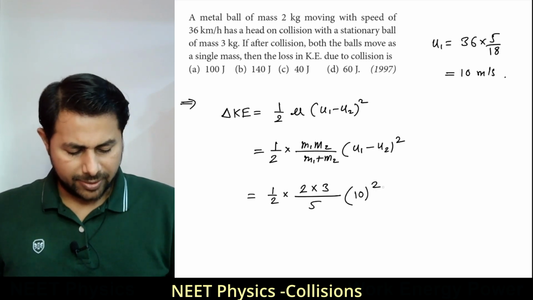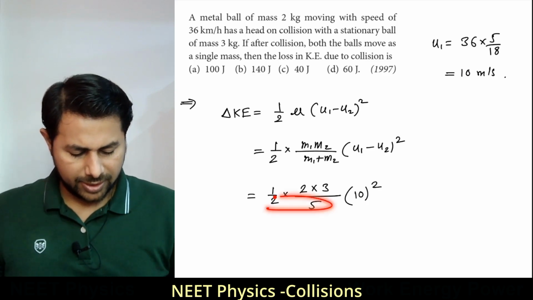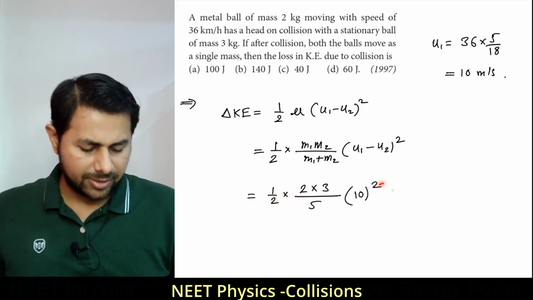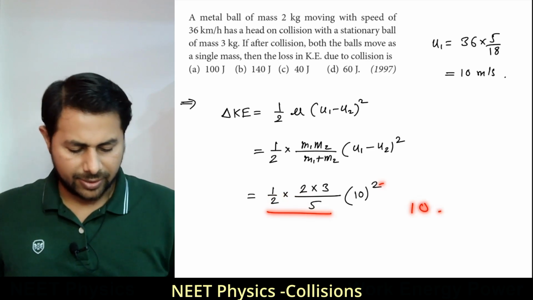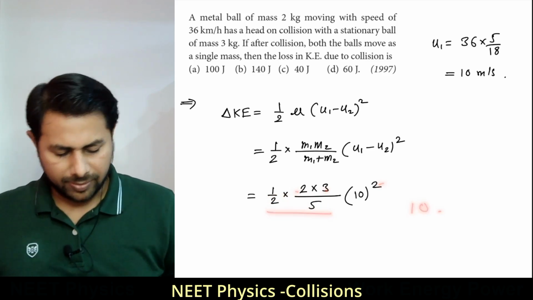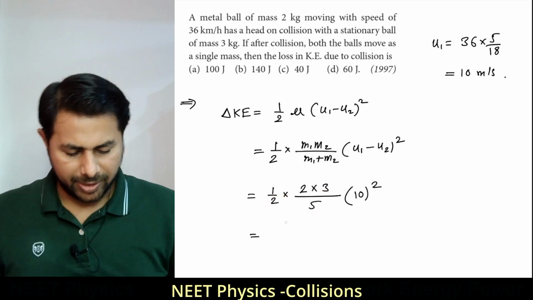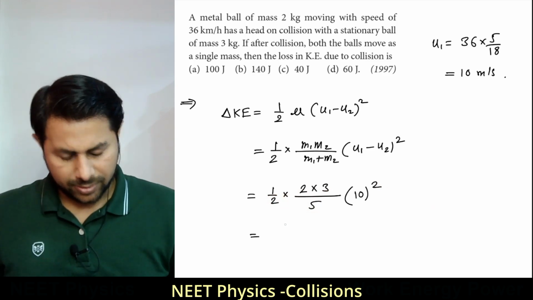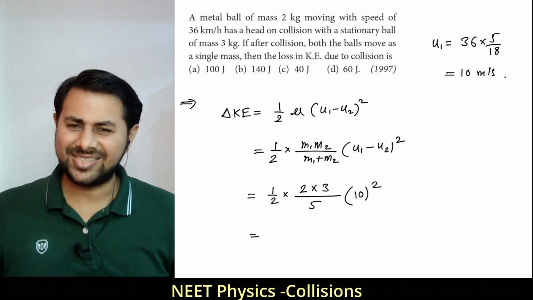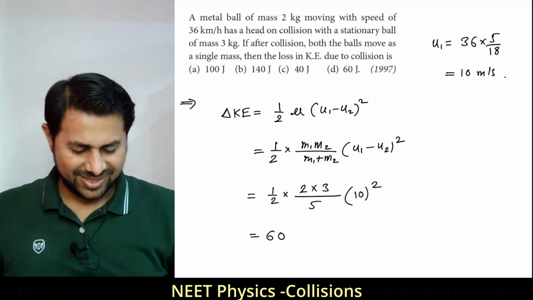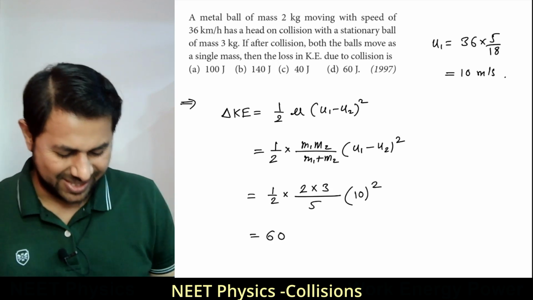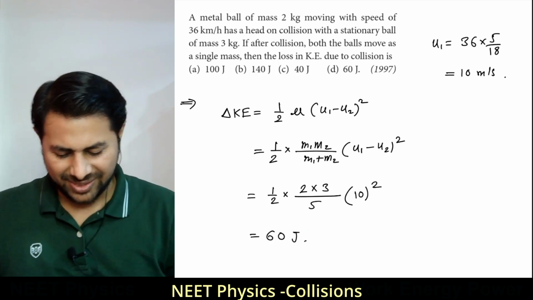So 10 square. So what is this thing? 10 square divided by 10 is 10. Okay, 10 times 3 times 2 is 5. 5 times 10 is 50. Oh, 3 times 2 is 6. 6 times 10 is 60. I did 2 plus 3 instead of doing 2 times 3. So 60. 60 is the answer, right?